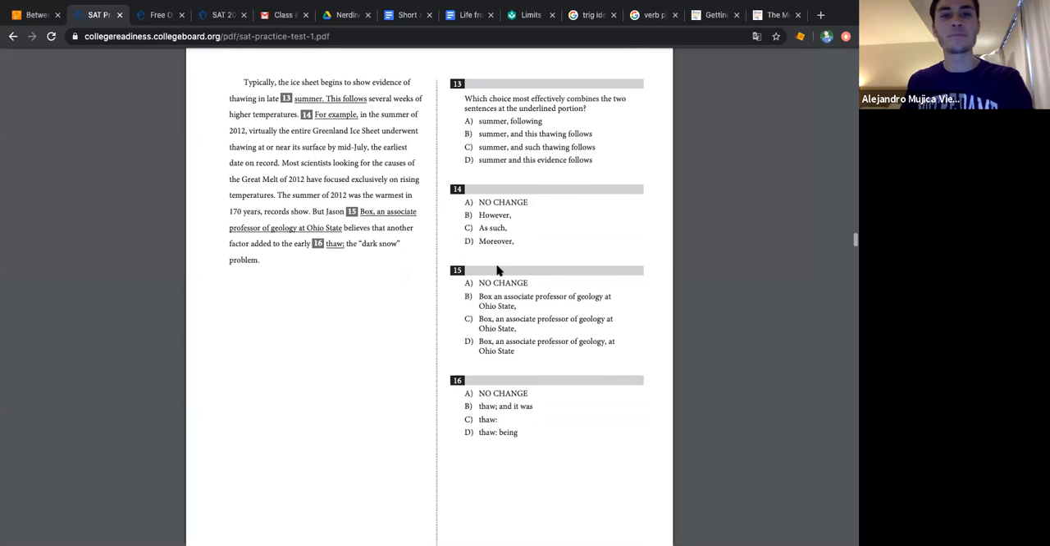Number 15. I'm sorry, I'm going to keep reading. Most scientists looking for the causes of the great melt of 2012 have focused exclusively on rising temperatures. The summer of 2012 was the warmest in 170 years, records show. But Jason Box, an associate professor of geology at Ohio State, believes that another factor added to the early thaw.